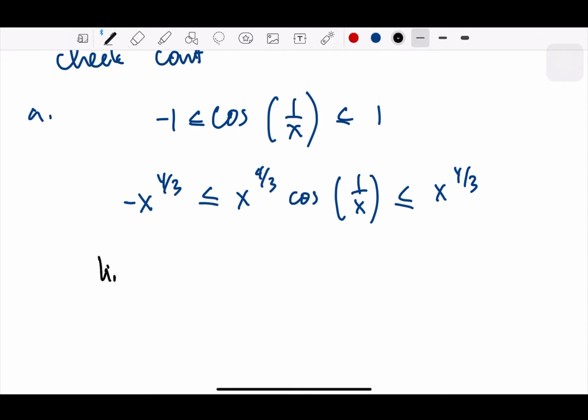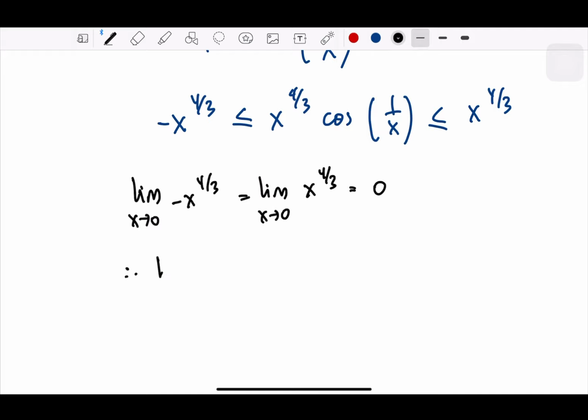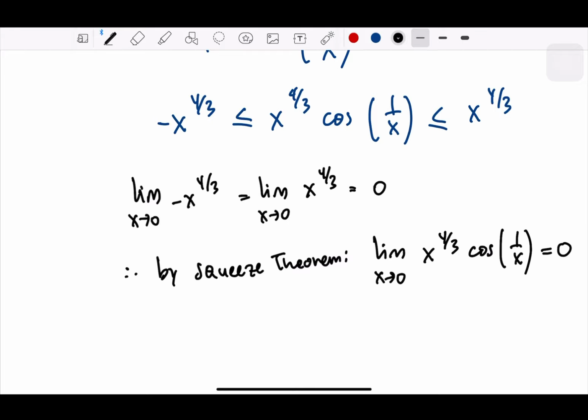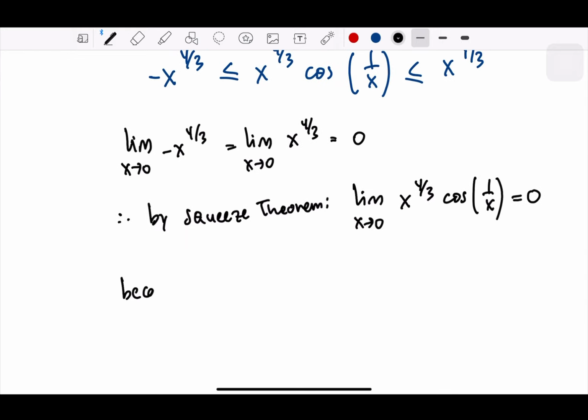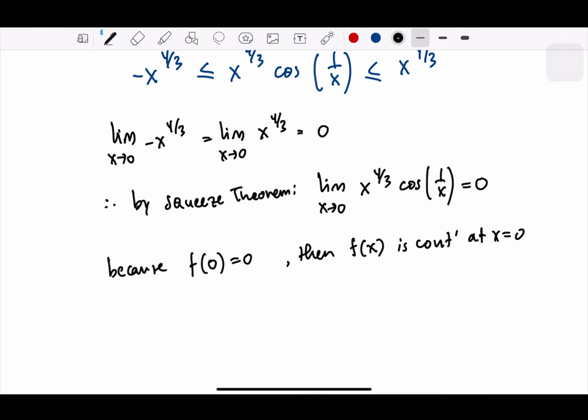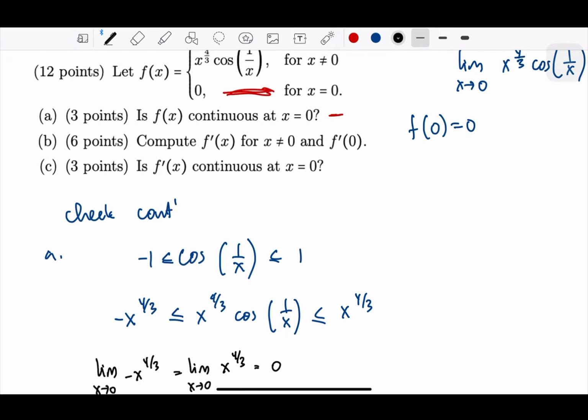And we know that if we take the limit, this gives the same result, that is 0. So by the squeeze theorem, the limit is also 0. Okay, and because at x equals 0 the function is also 0, then f of x is continuous at x equals 0. Okay, so that's the first question A. Part B: compute f prime of x for x not 0, and f prime of 0.